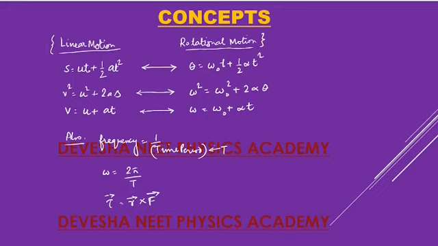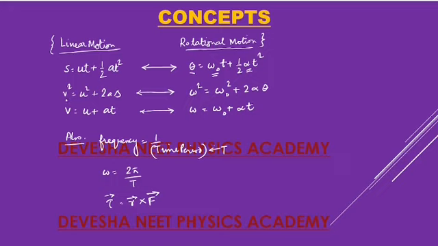The equivalent formula in case of linear motion, we had S is equal to ut plus half at square, where S is distance, u is the initial velocity, t is time, and a is the acceleration. In case of rotational motion, the equivalent of S, the distance, is theta, when theta is in radians. Omega is the angular velocity, omega 0 is the initial angular velocity, t is the time, which is common for both, plus half into alpha t square. Alpha is the angular acceleration.